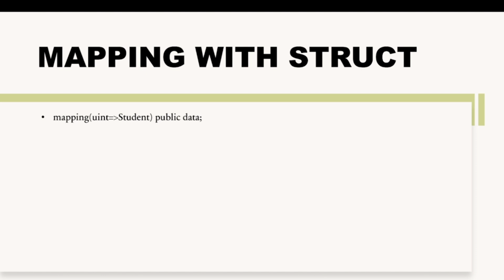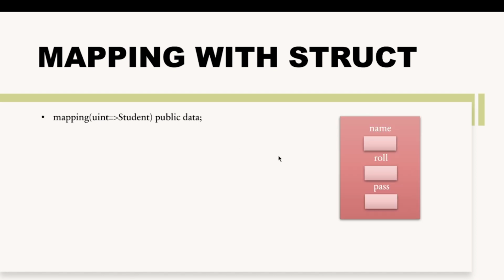Like in the previous video, we were just storing the name of the student, right? So for every roll number, there was a name associated with it. But let's say I want to store the details of a student. Let's say the name, roll number and pass. Pass means whether he has passed or not. Now in this case, you can clearly see that I need to use a mapping.